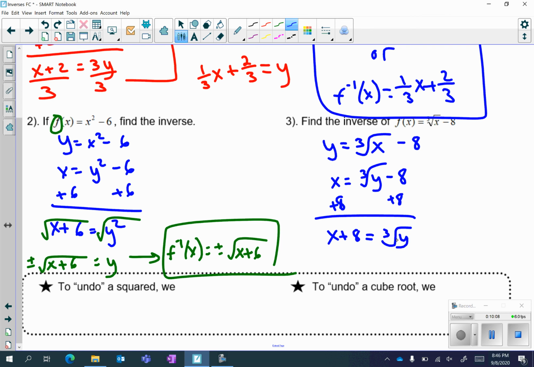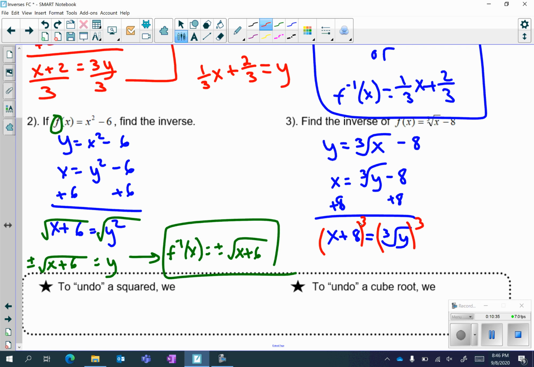In order to undo a cubed root, you have to cube it. So before we had an exponent, so we took a root. Now we have a root, and we're going to raise it to an exponent. So I'm going to cube both sides. Make sure that you put the cubed on the outside of the parentheses. Do not write x cubed plus 8 cubed. That is not the same thing.